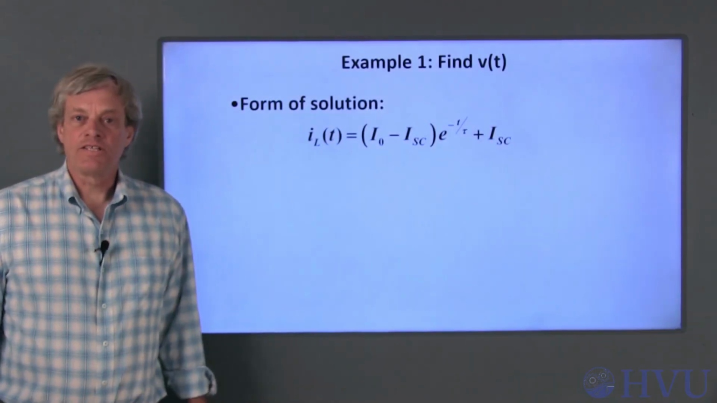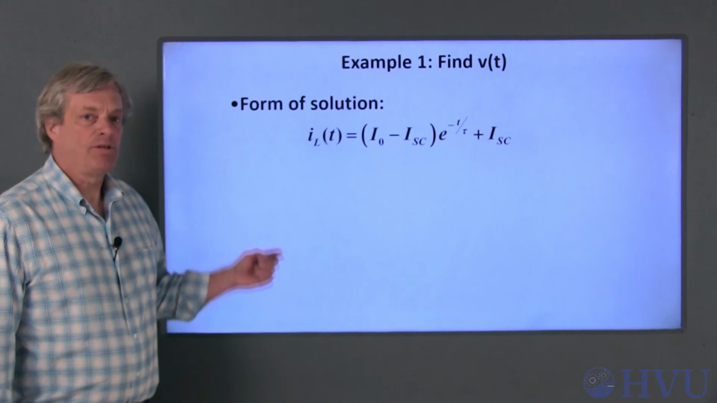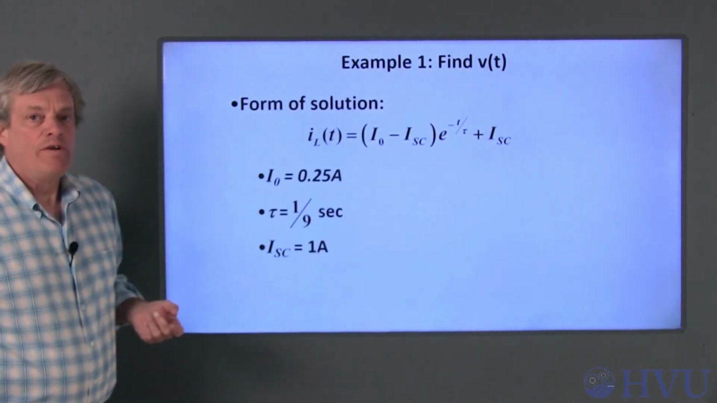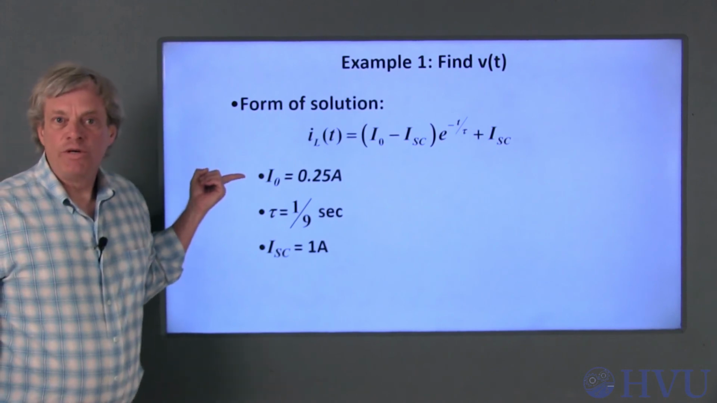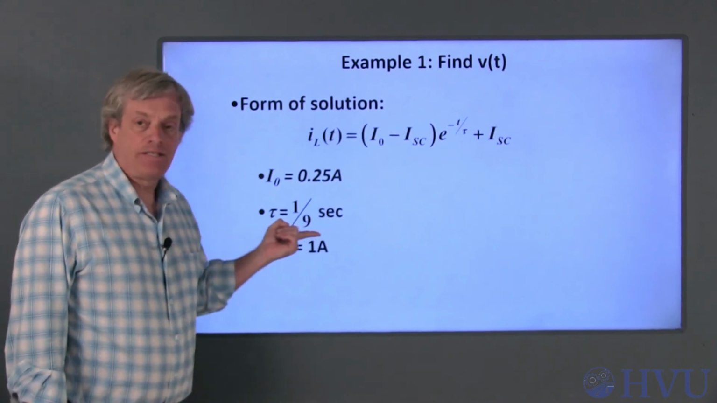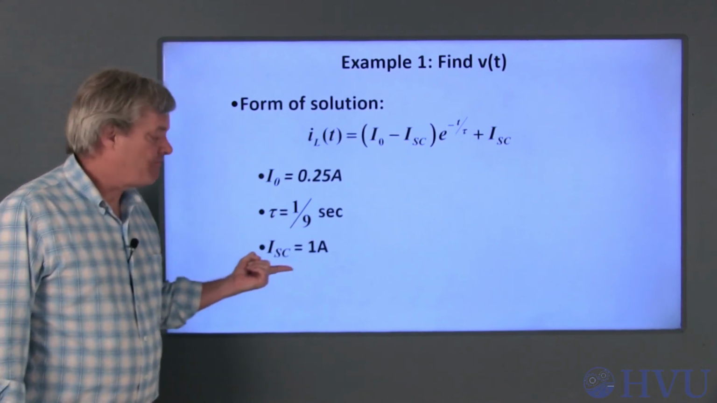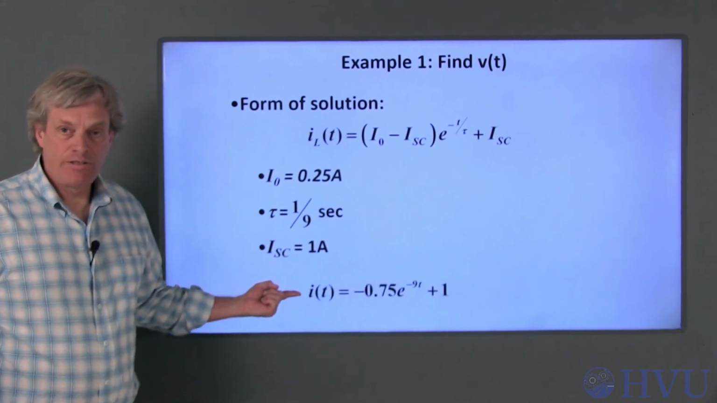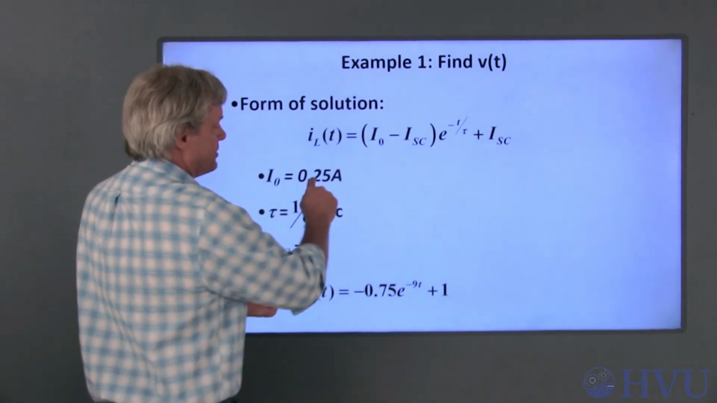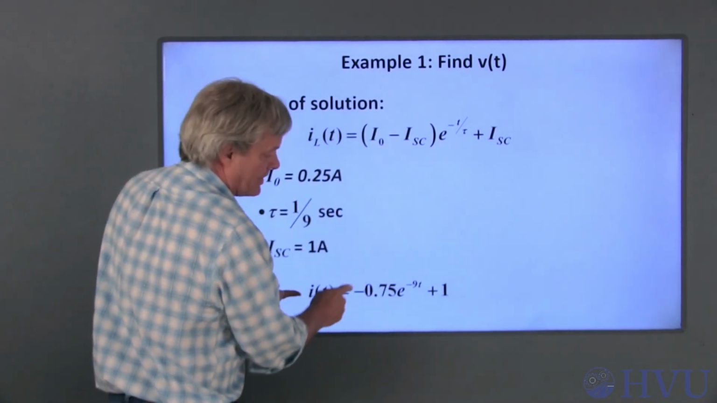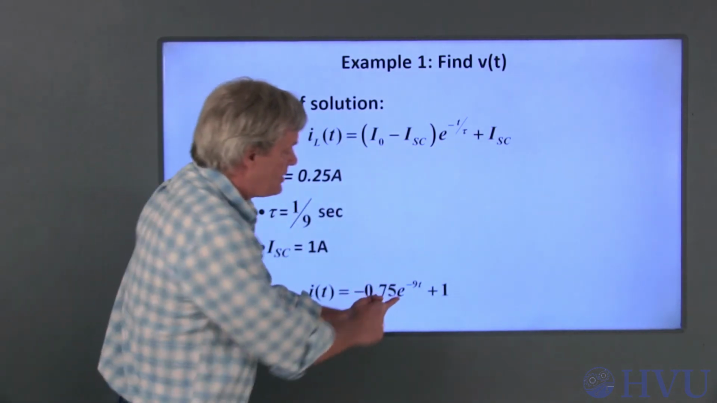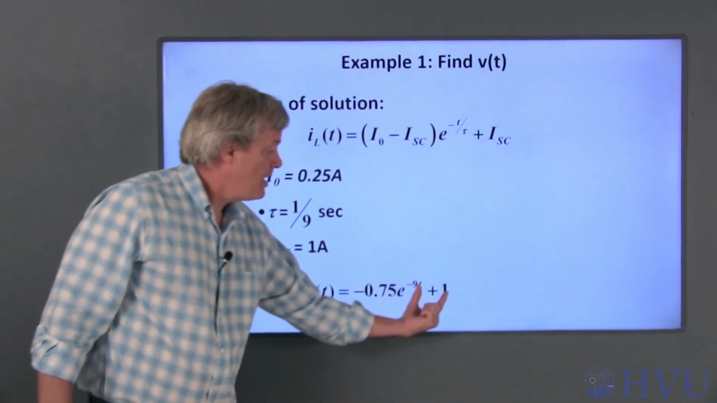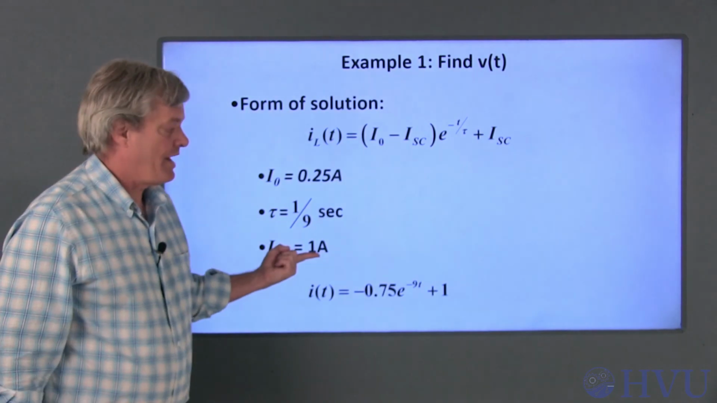The inductor current as a function of time can be determined by plugging the appropriate values into our original equation. We found that the initial current was 0.25 amps, the time constant is 1/9 of a second, and the final current is 1 amp. The resulting current for time greater than 0 is this. I0, 0.25 minus 1, is minus 0.75, times e to the negative t over 1/9, which is e to the negative 9t, plus the final current, 1 amp.